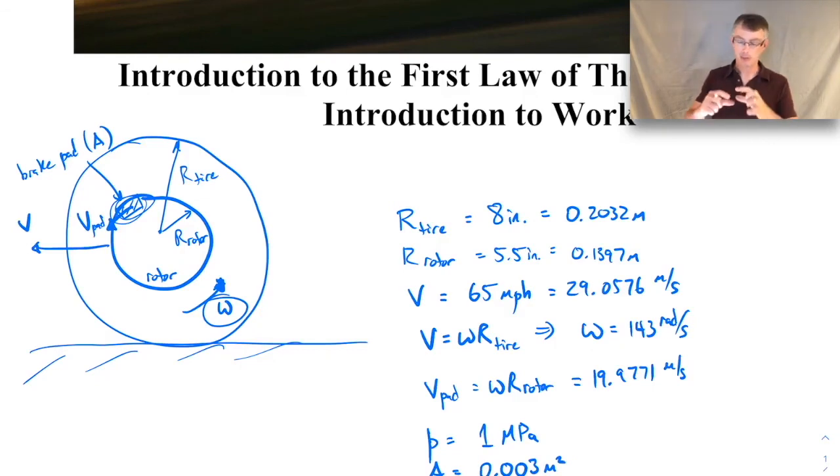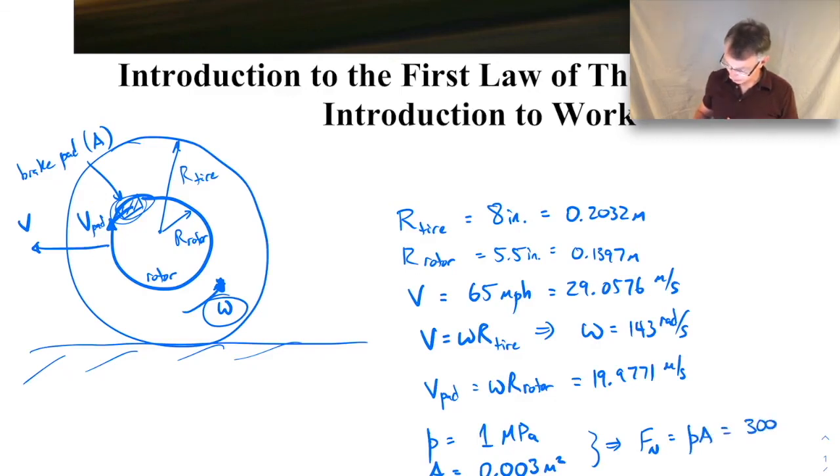So that's a typical brake pad, if you know what a brake pad looks like. It's just a characteristic value. And so from these, you can calculate the normal force being pressed onto the rotor, and that would just be the pressure times the area. So if you do that calculation, this comes out to be 3,000 newtons of normal force.